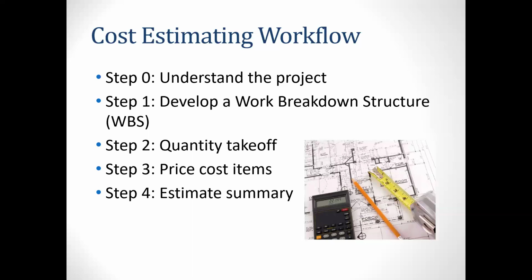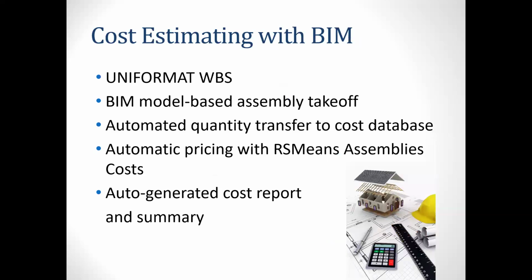And then you may need to price the cost item, and also you do the estimate summary. So this process is similar to the detail estimates or unit cost estimates, but the techniques for quantity takeoff and the price calculation are different, right? And also that is because the WBS is different. So then we can do the BIM model takeoff, automatic quantity transfer to the cost database, right? We can do automatic pricing with RS Means assembly cost, and also we can auto generate the cost report and summary. That is what we're going to learn in this class.